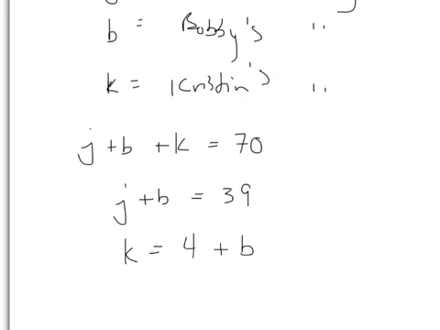J plus B is 39. Well, this is J plus B right here. So just put a 39 in its place and just solve for K. Take a look here. J and B, John and Bobby, have $39. It's a lot of work to do this by hand, and you want to do it by hand initially. But you don't actually have to do all that elimination work.